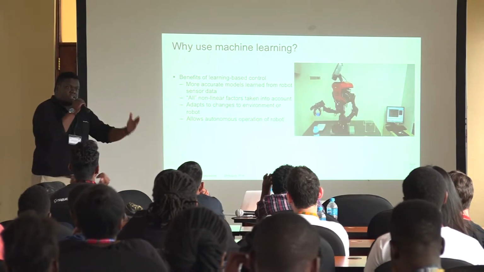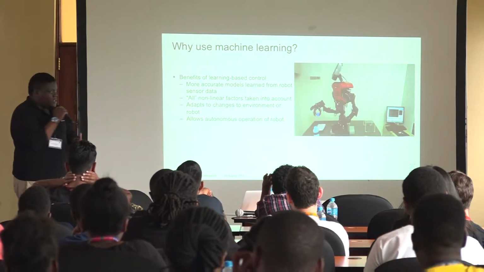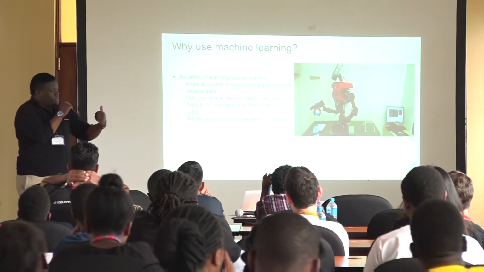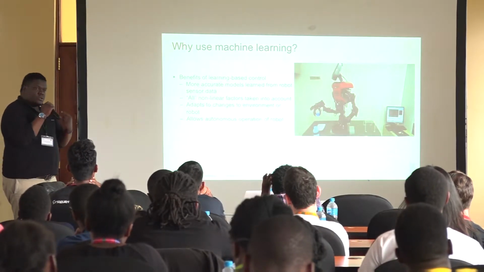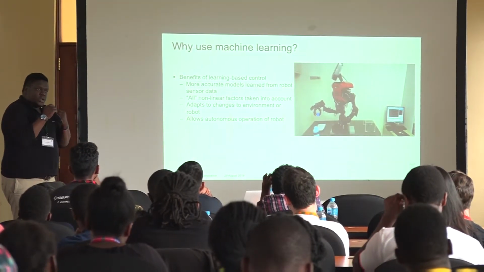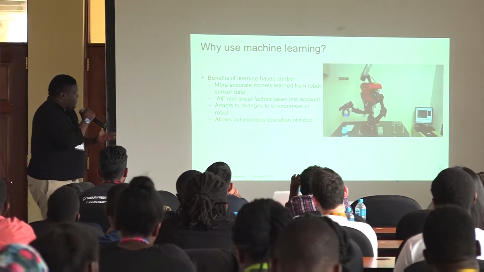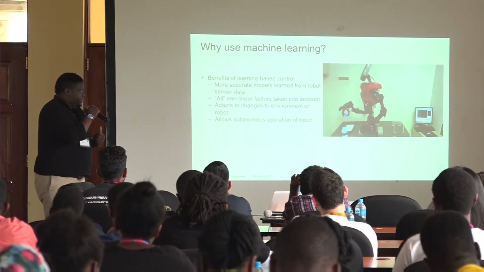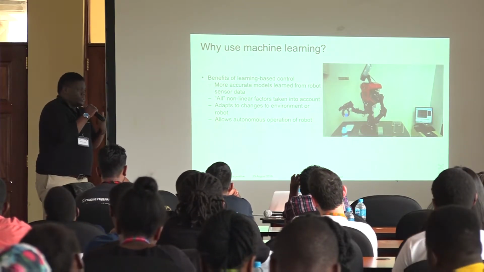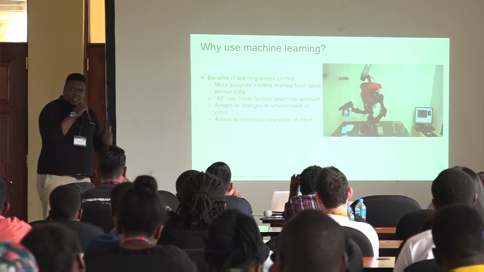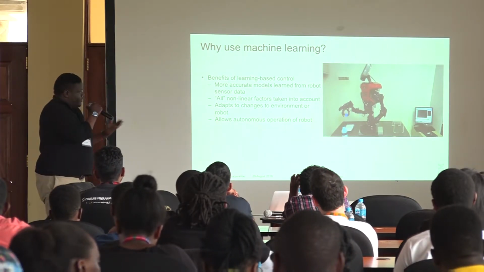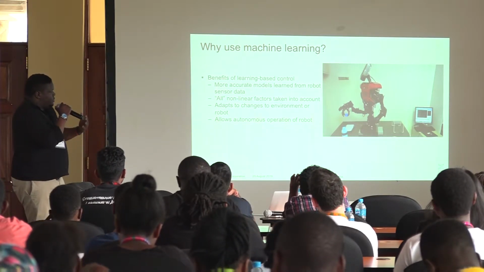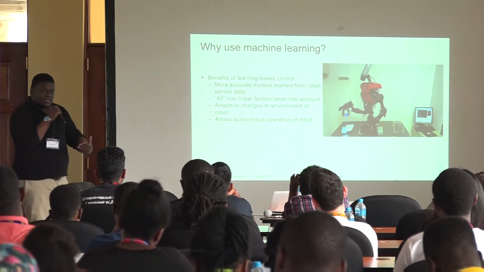So all these reasons led researchers to try to use machine learning as opposed to the classical control approaches. And here the goal, or the hope, is that we're able to come up with more accurate models since we are learning them from robot sensor data. And also that we can incorporate all the nonlinear factors from the data. Also, since we're learning from data generated by the robot, the models can actually adapt to changes to the environment and the robot itself. And this could also lead to an autonomous operation of robots.